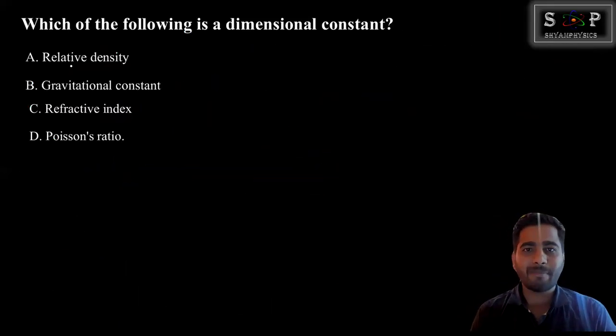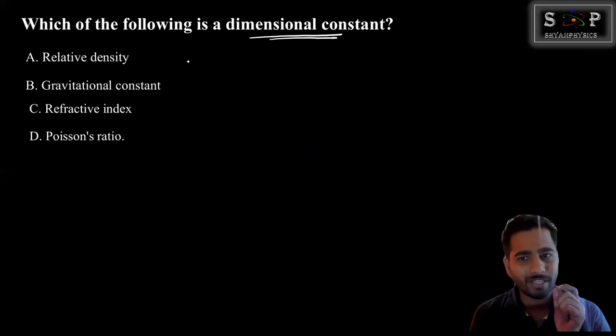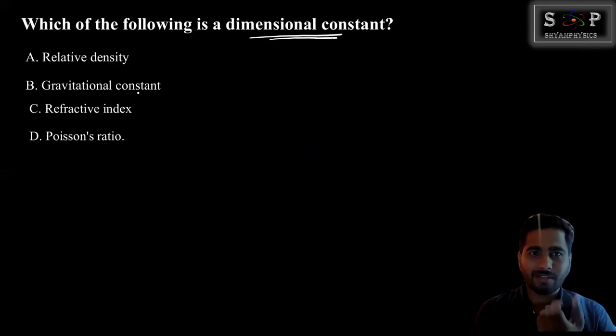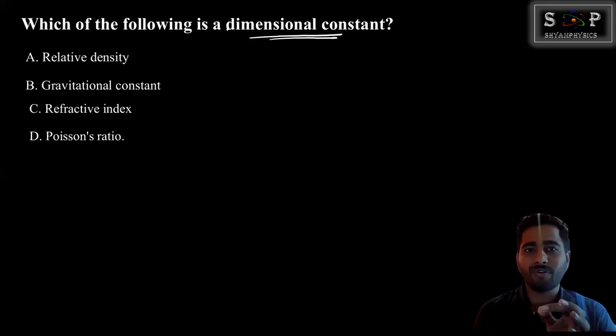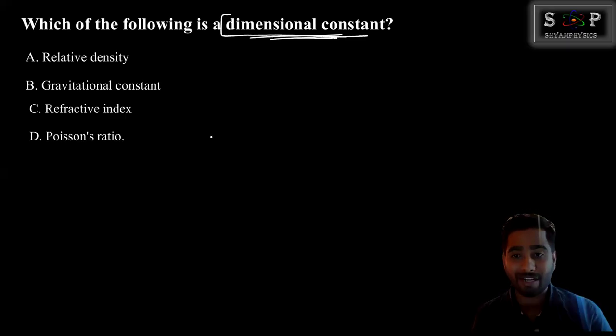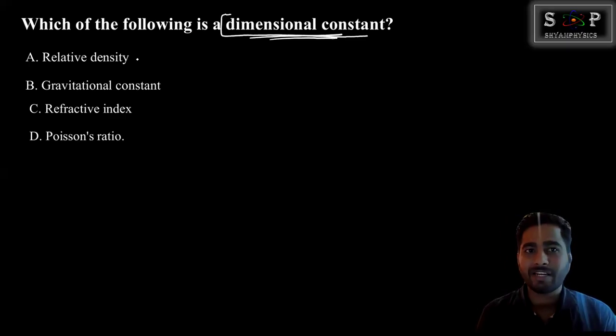Which of the following is a dimensional constant? Relative density is nothing but the density of any object with respect to water. Next one is the gravitational constant, then refractive index, Poisson's ratio. They are asking which of the following is a dimensional constant. Dimensionally it should not carry any value, that's what they're asking. Relative density, yes, it won't carry any value.